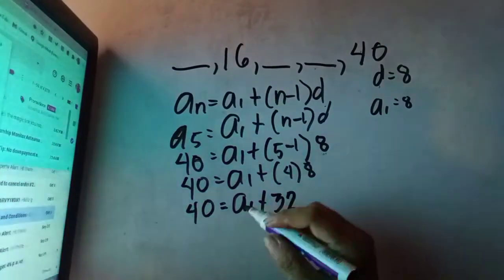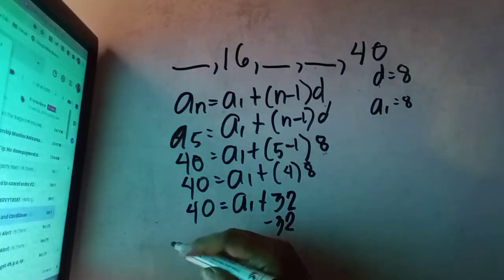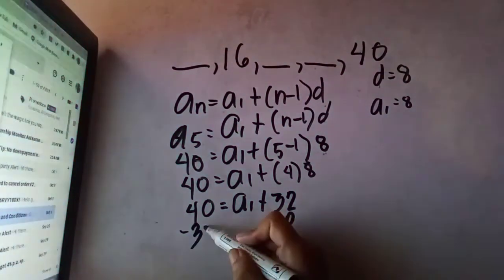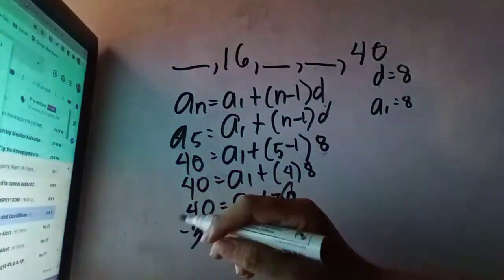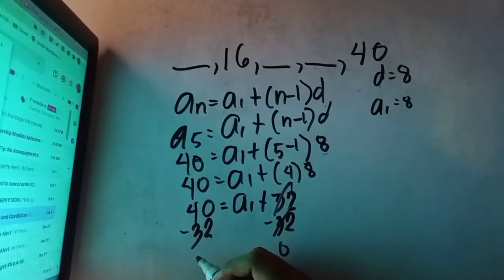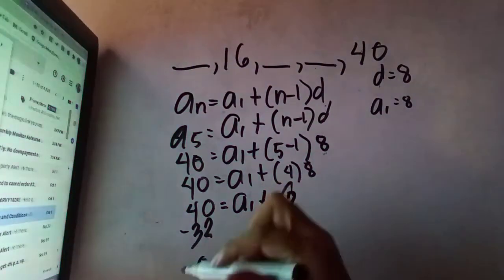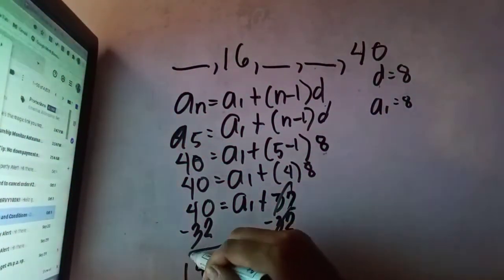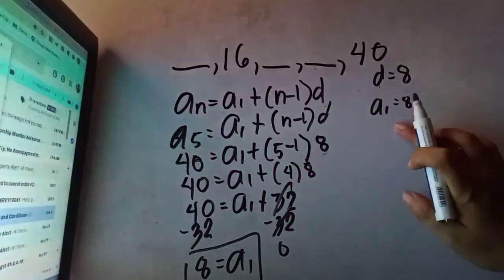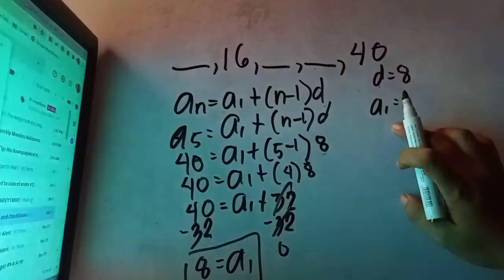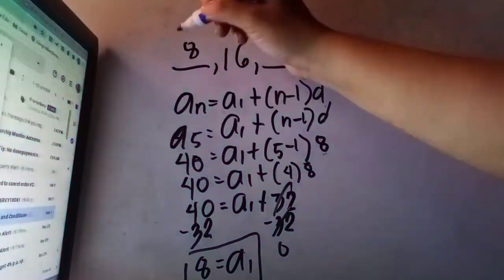So, transpose natin. Alisin natin tong 32 dito by subtracting 32 on both side. So, ito ay magiging 0 na. So, 40 minus 32 is 8. So, ang ating A sub 1 ay 8. So, parehas lang, 'di ba? So, either ang gamitin natin is yung fifth term or yung second term, ang lalabas sa ating A sub 1 ay 8. So, meron na tayo dito 8.